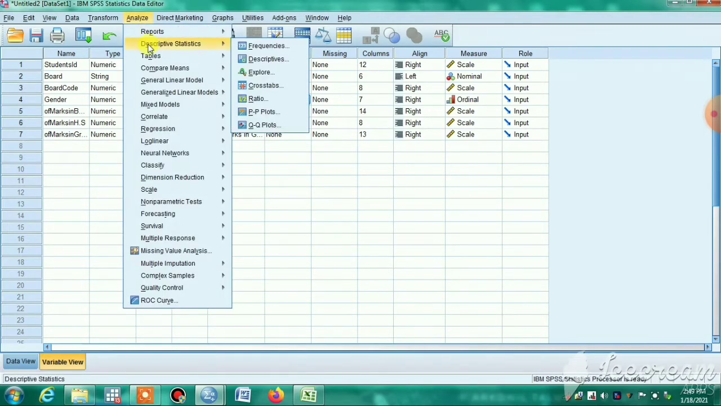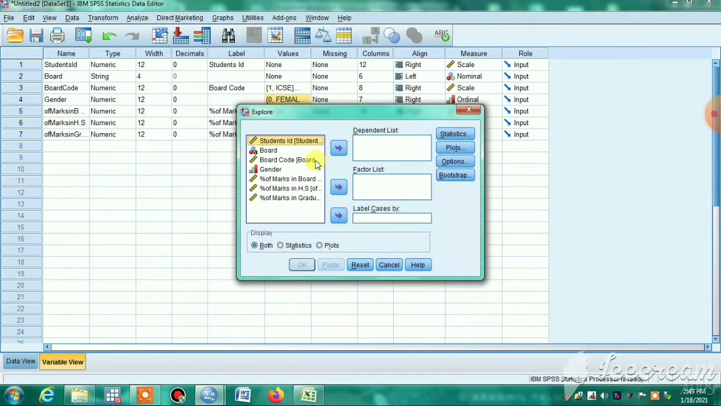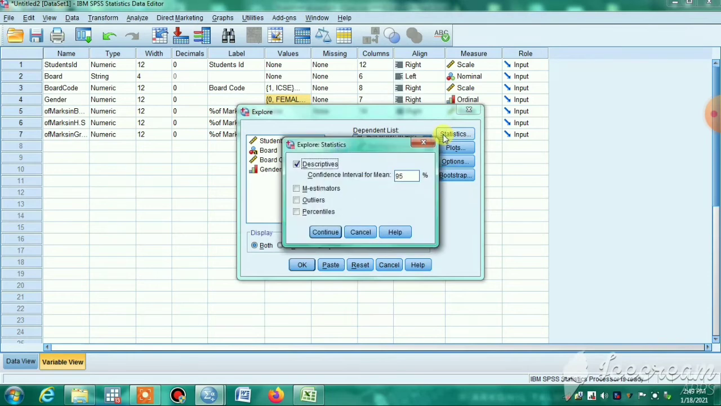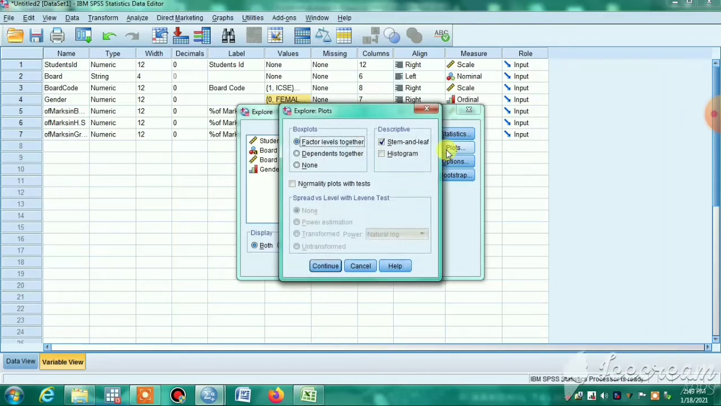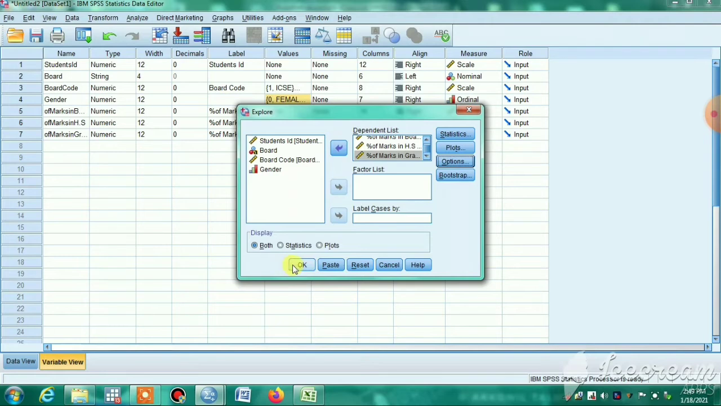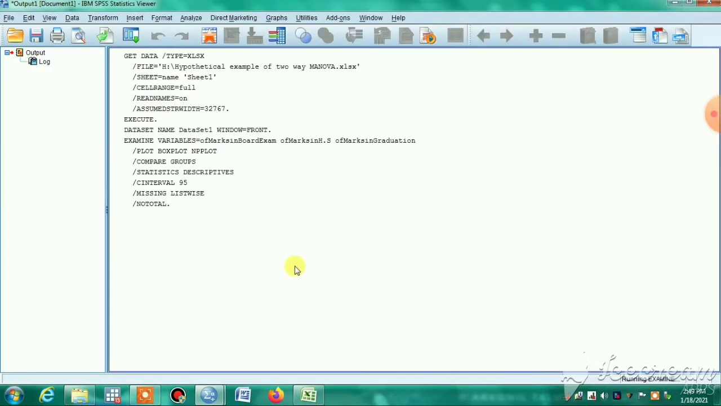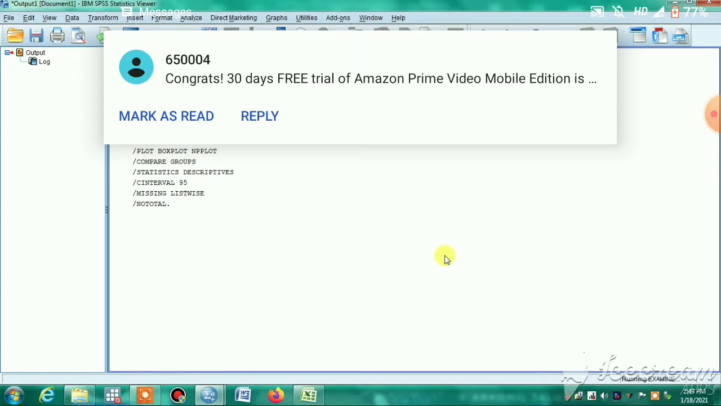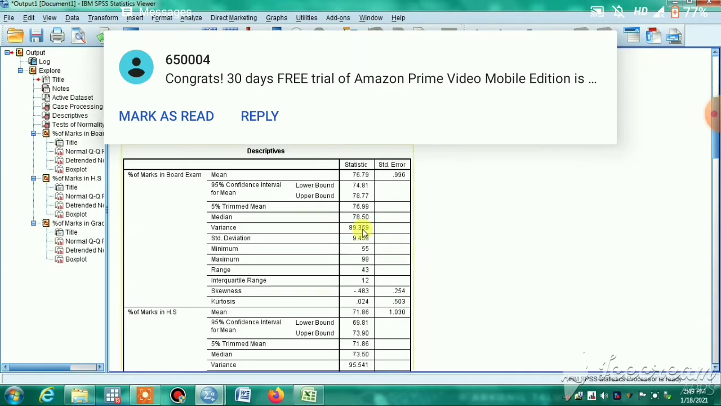Go to Analyze, go to Descriptive Statistics, go to Explore. In the dependent list, put percentage of marks in HS, percentage of marks in graduation. In Statistics, descriptive, we have nothing to do. Continue. In Plots, nothing to do, but under Stem-and-leaf we select Normality plots with tests. Okay, continue. In Options, okay, continue, click OK. It provides the result for the multivariate normality of the dependent variables.